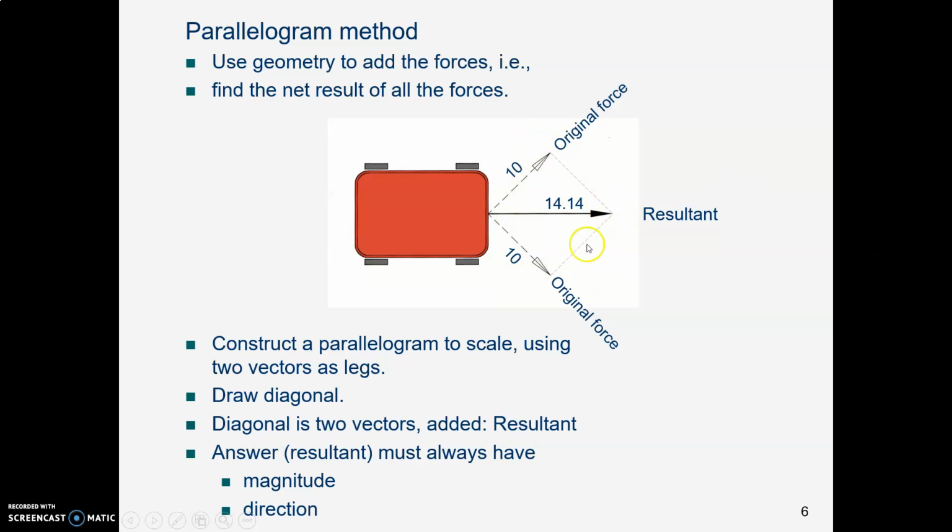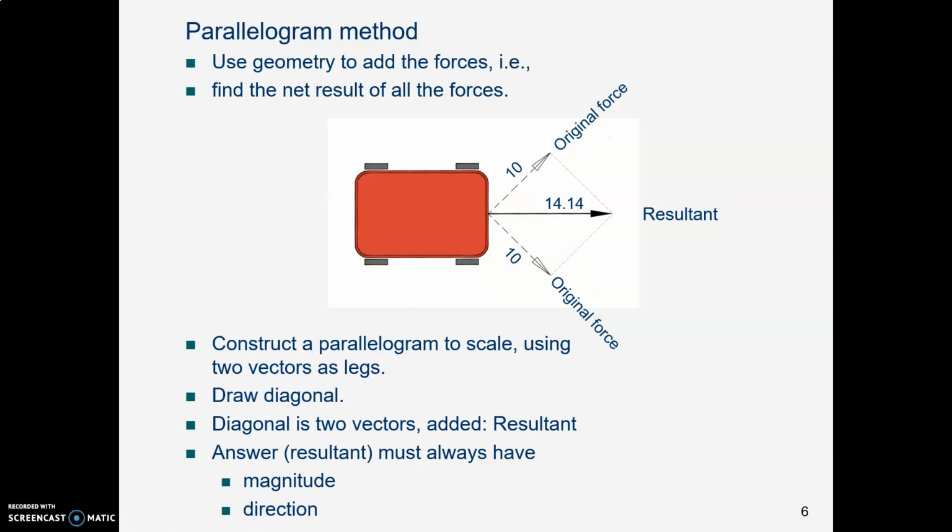We make a parallelogram around those two arrows. So this arrow can have another side parallel to it. The left arrow can have another side parallel to it. So we have two sets of sides that are parallel. And then we just connect the diagonal corners. And that diagonal is the resultant. It's the net result of those two forces.